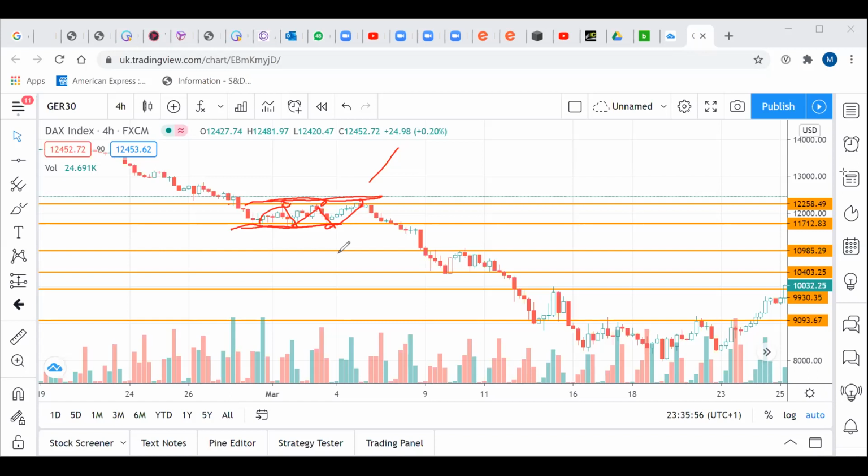But then look what happened here. Price broke through that support. Okay. It broke through that support. And when it broke through that support, you can see that it came up.